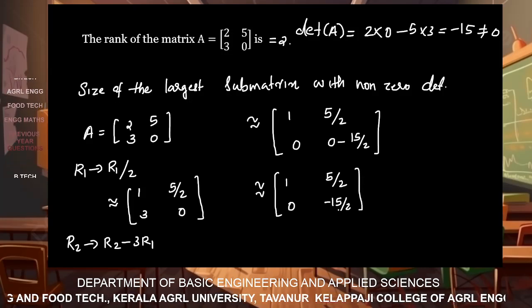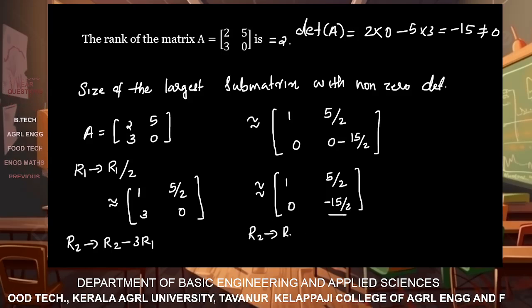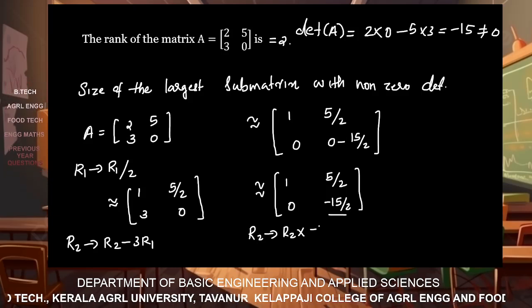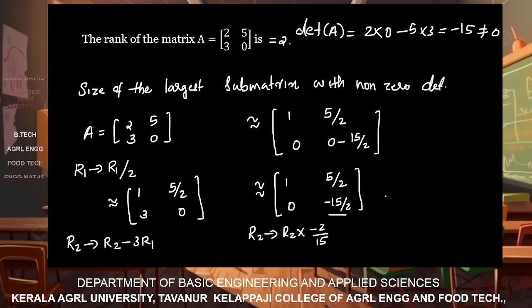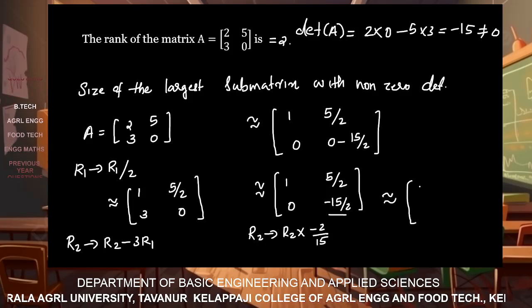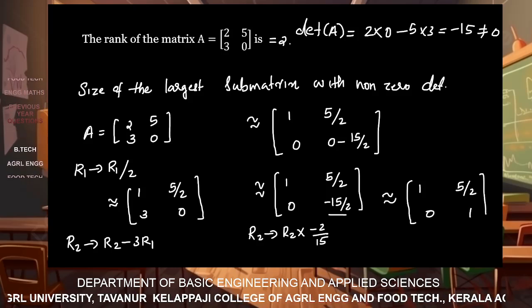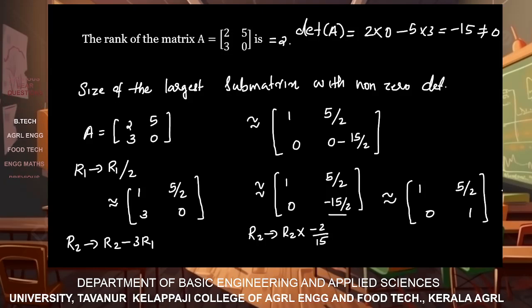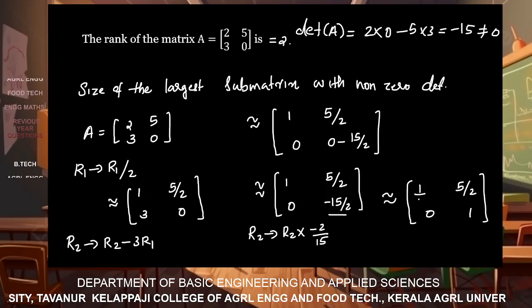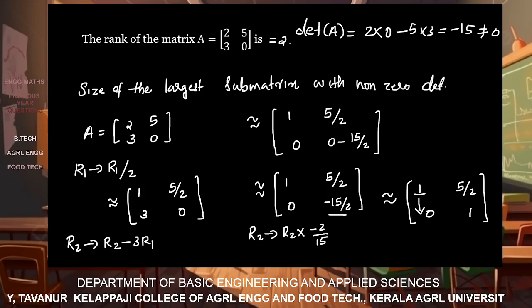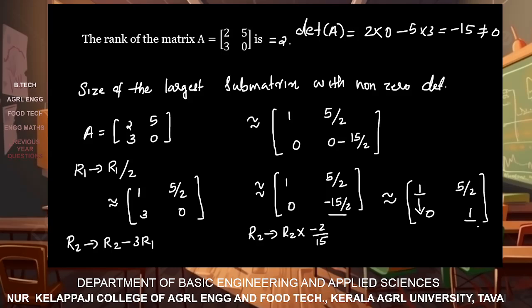Now let us convert this last entry to 1. So R2 changes to R2 into minus 2 by 15. The resulting matrix is 1, 5 by 2, 0, 1. Now, this is not the normal form, but it is the row reduced echelon form. You can see that the first leading entry is 1, all the entries below it are 0, and in the second row the first leading entry is 1 and there is no entry below that.